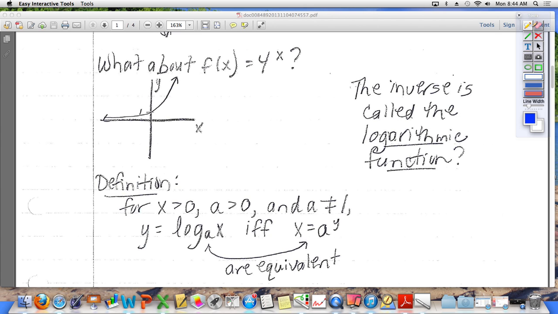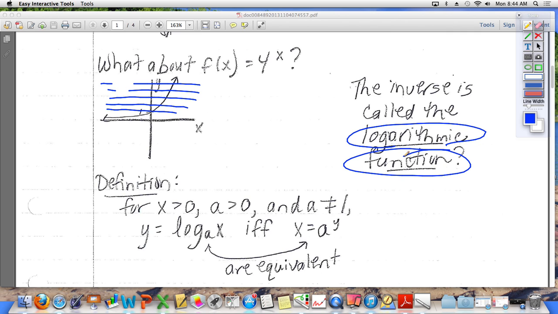First of all, does it pass the horizontal line test? It does. Therefore, it has an inverse, and the inverse is called the logarithmic function. And that's what we're going to start working with today: how do you undo an exponential? You undo an exponential by using logarithms.